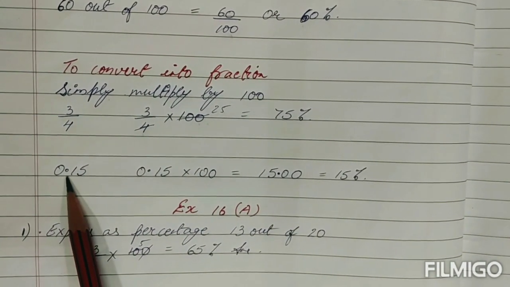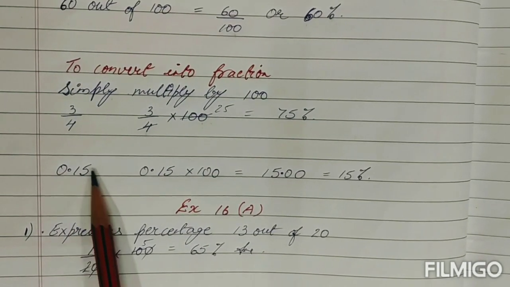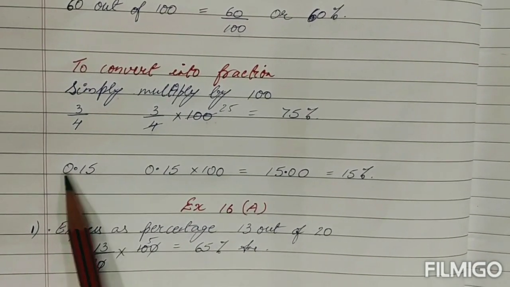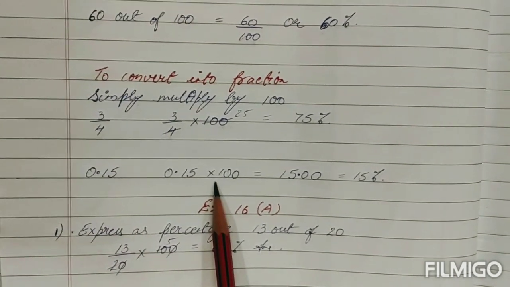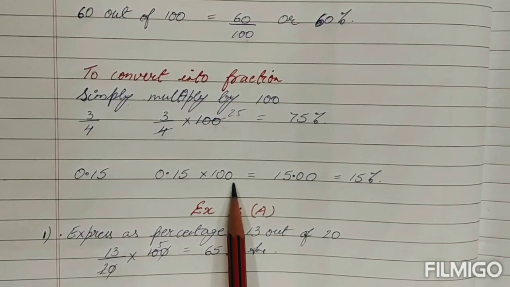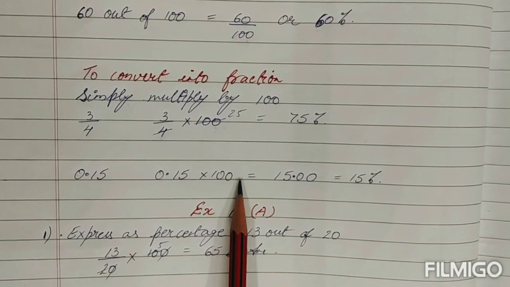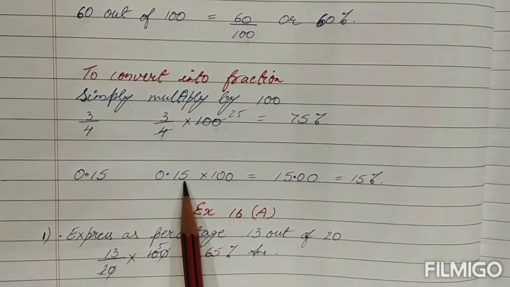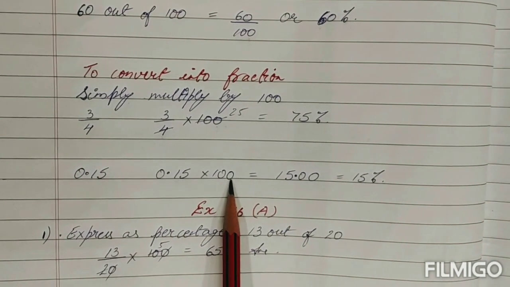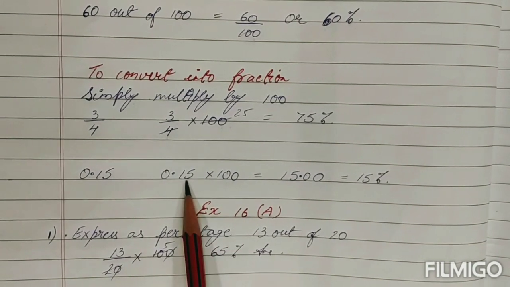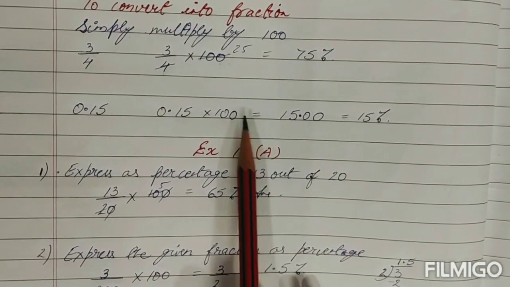Similarly, 0.15. Now this is a decimal number, children. If I have to convert it into a percentage, I will again multiply it by 100. Now when I'm going to multiply it by 100, first I will see the number and it is being multiplied by 100, so that many zeros I put with the number. So I have written 15 and how many zeros?